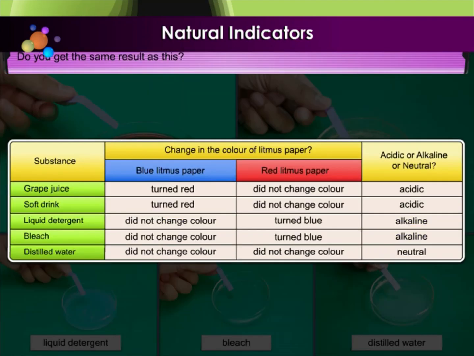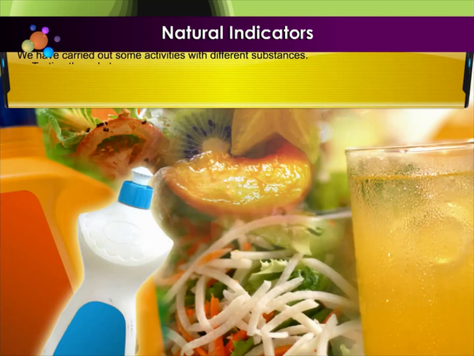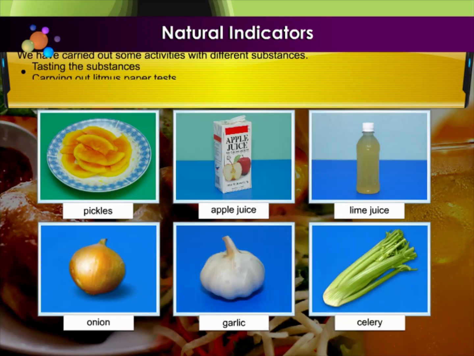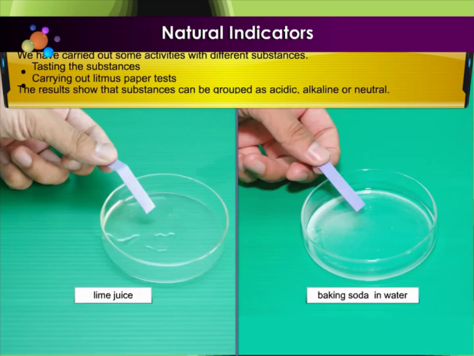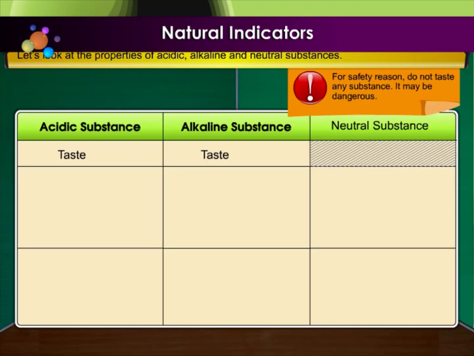Did you get the same result as this? We have carried out some activities with different substances. Tasting the substances. Carrying out litmus paper tests. The result shows that substances can be grouped as acidic, alkaline, or neutral. Let's look at the properties of acidic, alkaline, and neutral substances.